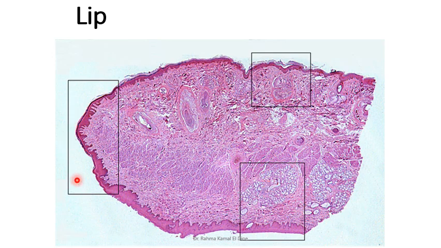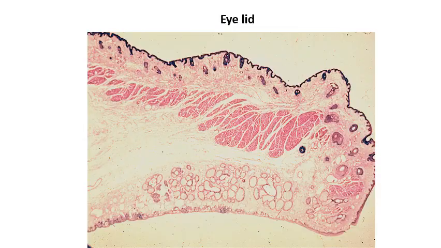In between them is a marginal zone between the skin and the mucous membrane, and this is the red margin. You can see here deep dermal papillae, and there are no hair follicles. And this is the main criterion to differentiate between the lip and the eyelid.